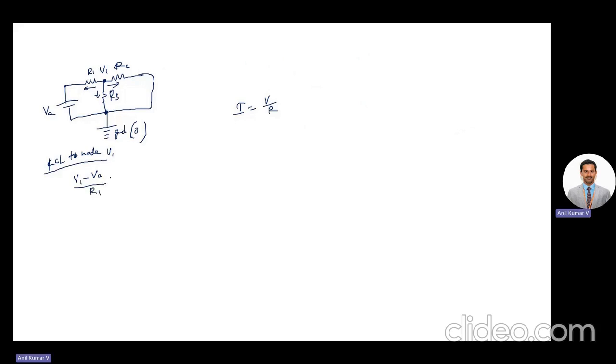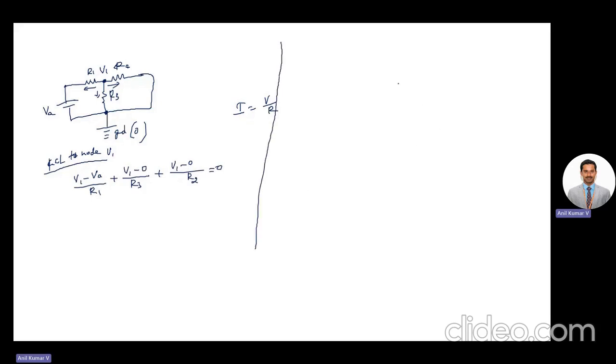Then across R3, plus, since all the currents are leaving, all will be positive. R3 is connected between V1 and ground, so you can take V1 minus 0 divided by R3. Then again plus, R2 is connected between V1 and ground, so you can write V1 minus 0 divided by R2, equal to 0. This is the equation you get at a particular node when there is a single node. When there are multiple nodes, you will get multiple equations, and solving them you will get the node voltages.